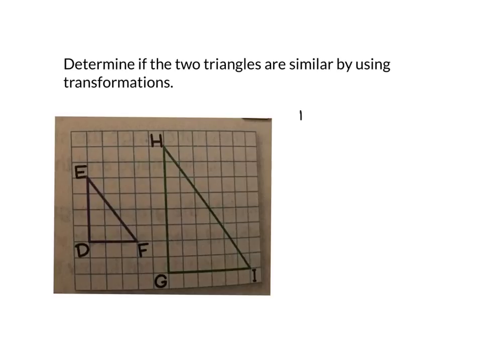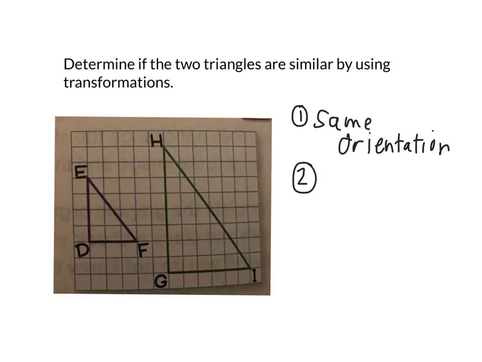So number one, the first thing we're going to look for is, do our figures have the same orientation, or are they turned the same way? And in this case, they are. They have the same orientation. Again, orientation means they're turned the same way. Then I'm going to look, can I slide my smaller triangle onto my larger triangle with a transformation?